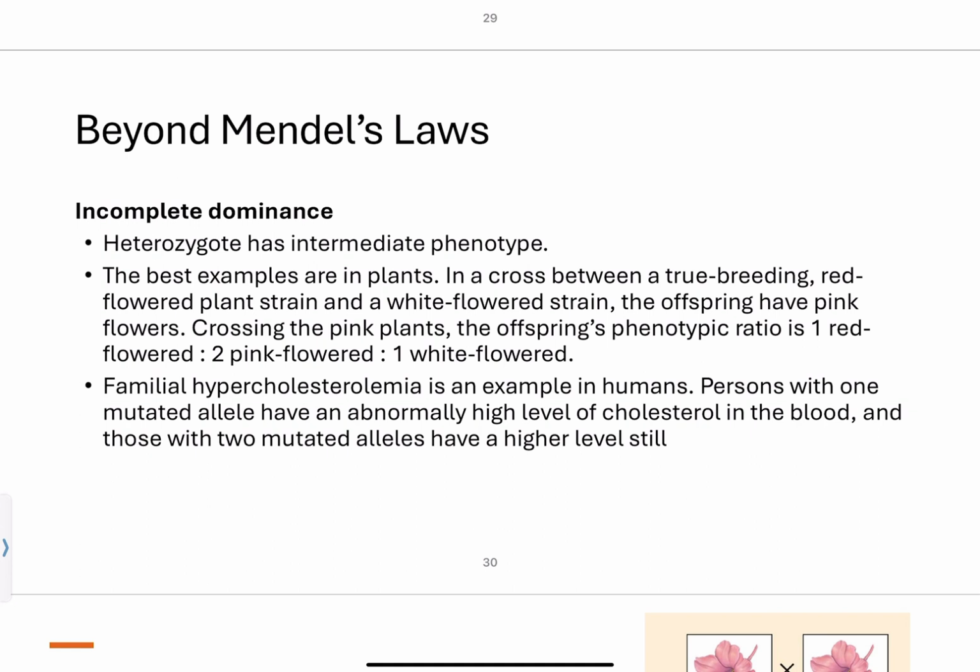There's also a human example. Familial hypocholesterolemia is a disorder where incomplete dominance affects cholesterol metabolism. People with one mutated allele have high cholesterol, and those with two mutated alleles have extremely high cholesterol and would be at serious risk for early heart disease.